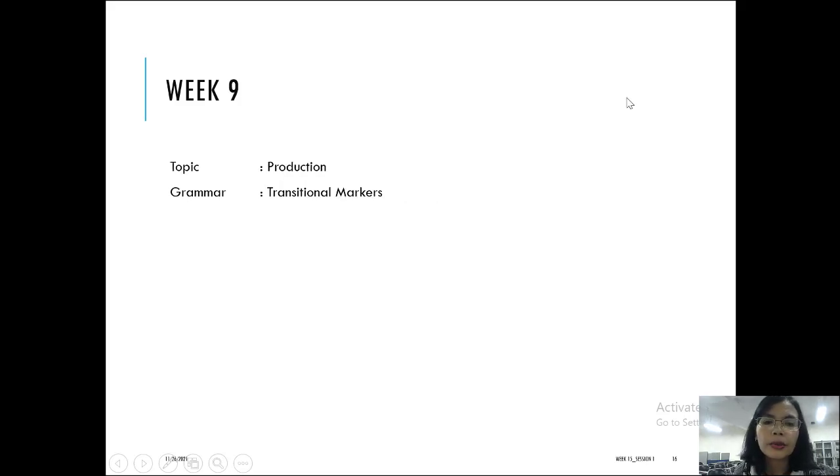And for week 9, we are talking about the production, specifically to tell about production in one specific time using pie chart. So we're talking about one annual company's production, and then we also talk about the use of transitional markers in delivering your ideas about the annual productions of a company using the pie chart.